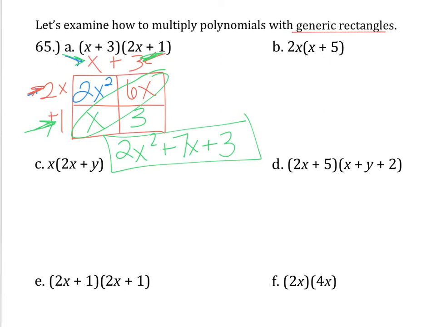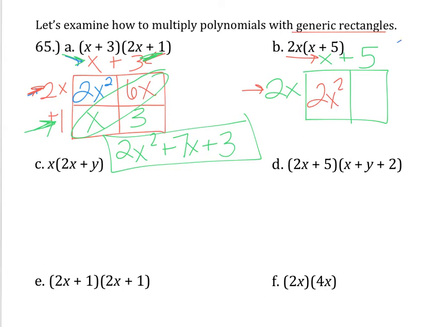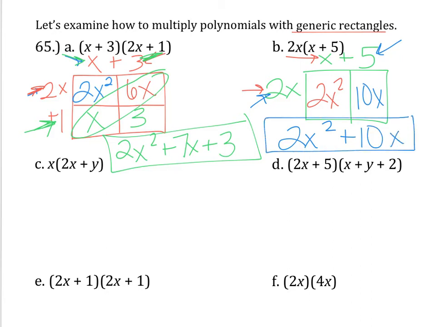So taking a look at part B, we are going to do a generic rectangle as well. This time we're going to put 2x on the outside and x plus 5 on the top of the rectangle. And this is going to be a two-box rectangle. So we are going to do the same process of multiplying. So 2x times x is 2x squared. So we're multiplying this x and this 2x. And then we're going to multiply 5 with 2x to get 10x. We are going to combine any like terms, but in this case we don't have any. So we have 2x squared plus 10x as our product.